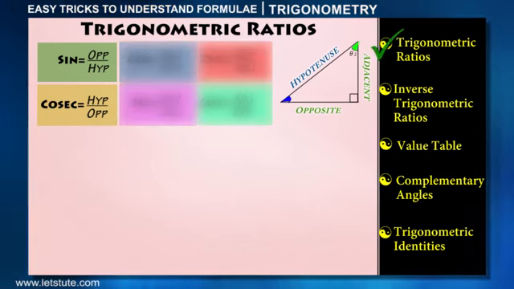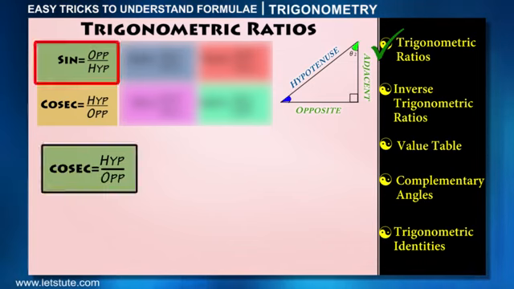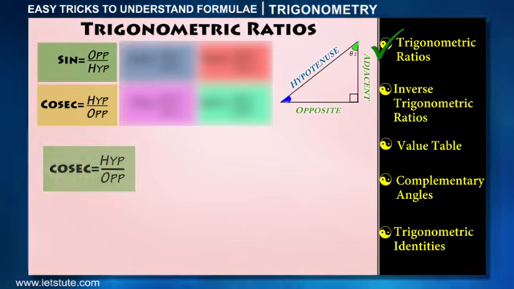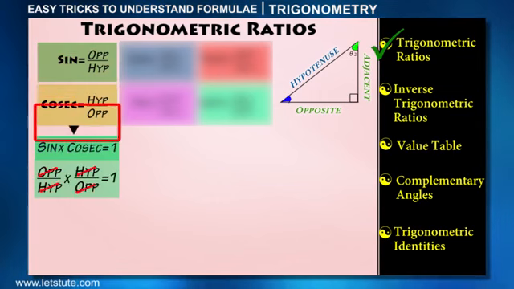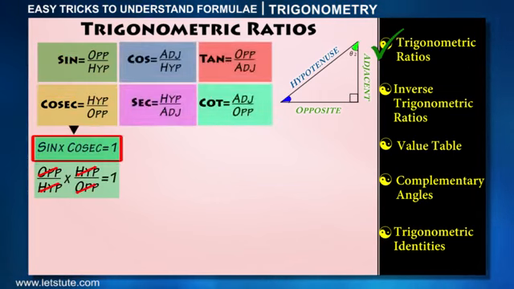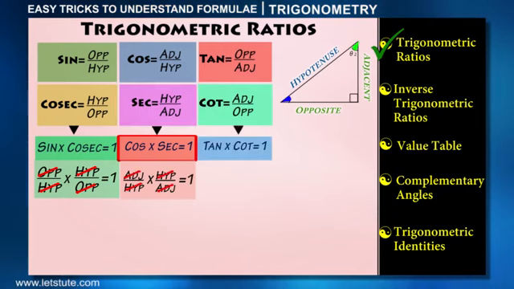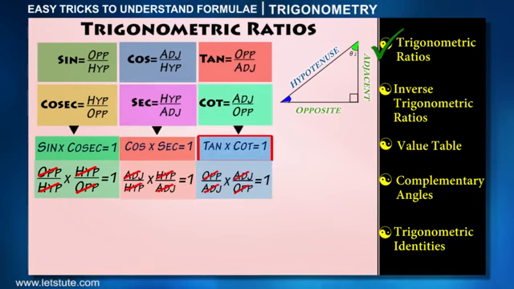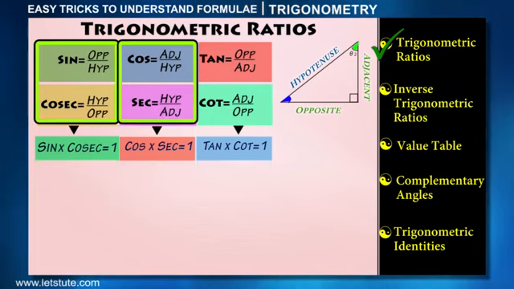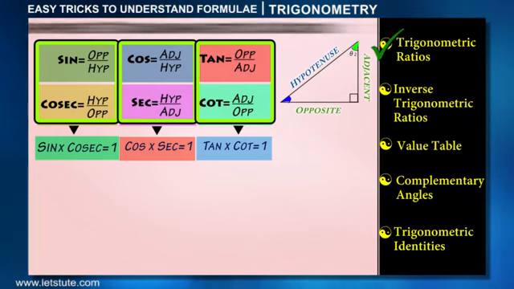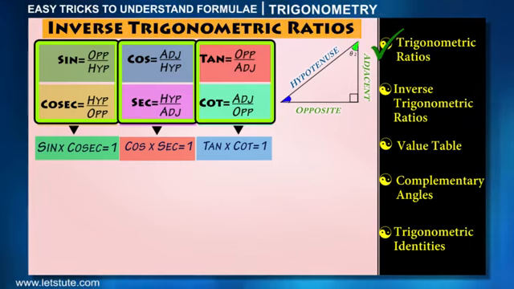Now if we observe, sine and cosec have the same elements in their ratio, and cosec can be obtained just by inverting the sine ratio. Therefore the multiplication of sine and cosec is 1. Similarly, when we reverse the cos ratio, sec is obtained. And so the multiplication of sec and cos is 1. And the same goes for tan and cot. And therefore the pairs sine cosec, sec cos, tan cot are called inverse trigonometric ratios.